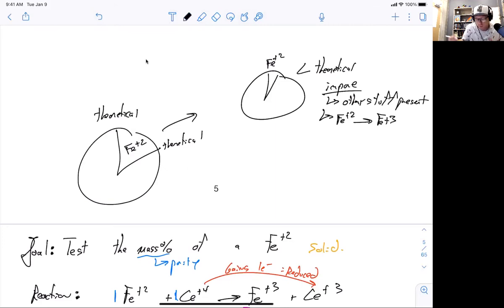If half your iron 2 has been converted to iron 3, then you carry out the reaction, you're only going to find the iron 2s. And again, we're not doing an experiment for iron 3s. So we won't know why the mass percent is less than the theoretical.